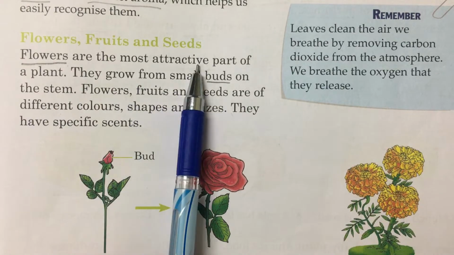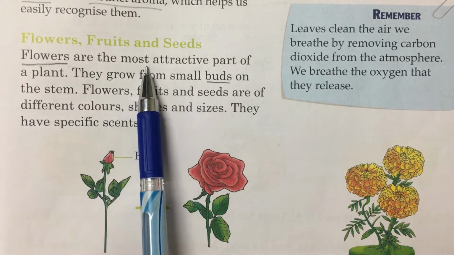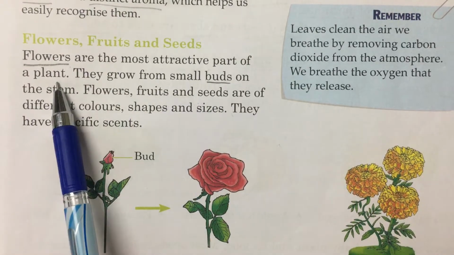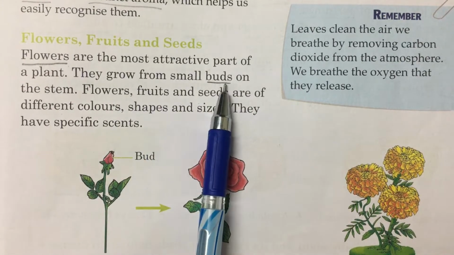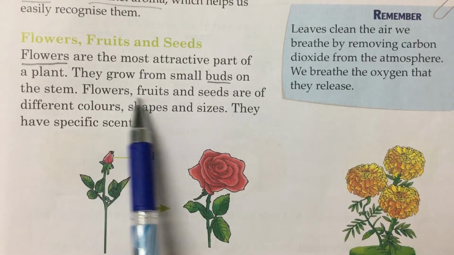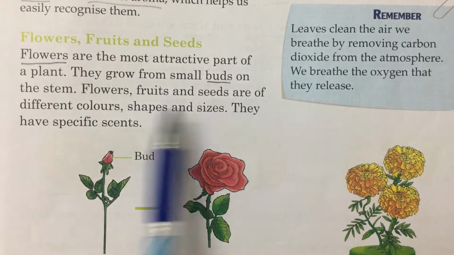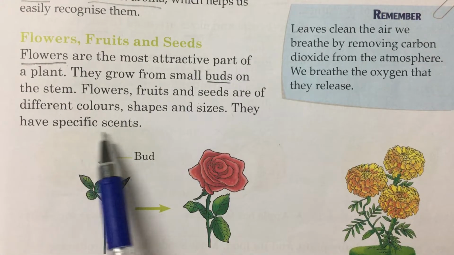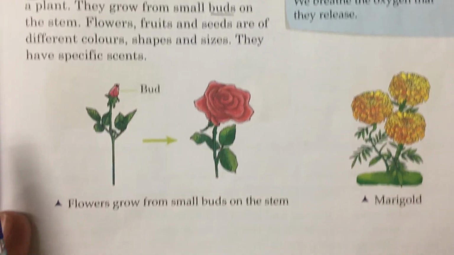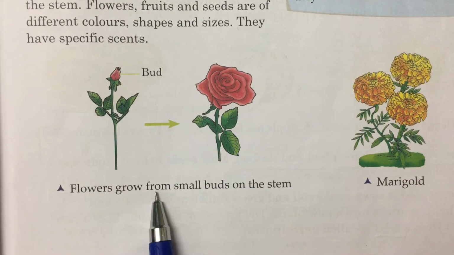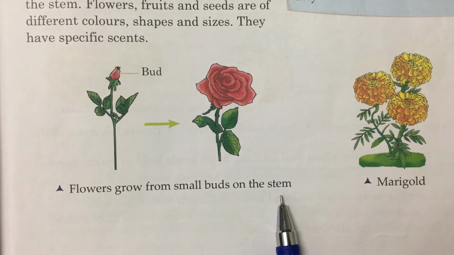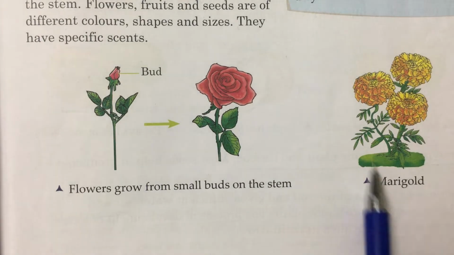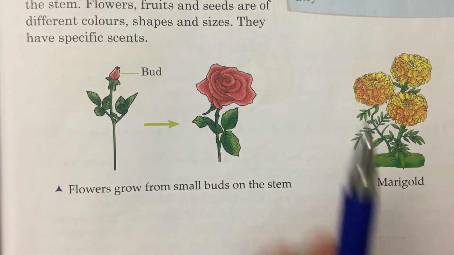Flower, fruits, and seeds. Flowers are the most attractive part of a plant. They grow from small buds on the stem. Flowers, fruits, and seeds are of different colors, shapes, and sizes. They have specific scents. And this is also the picture of the marigold flower.